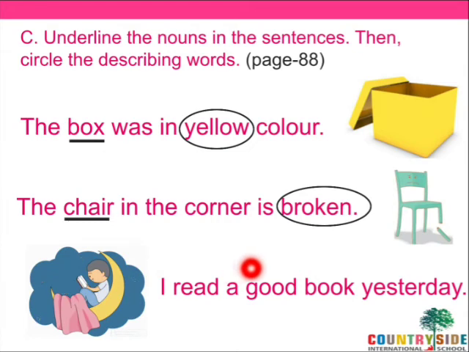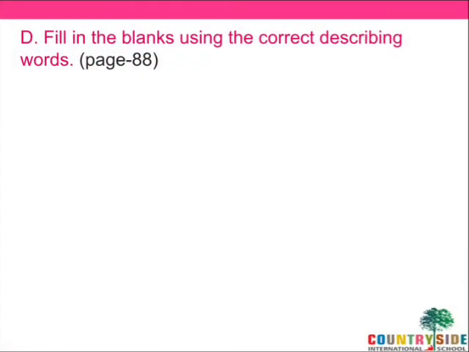I read a good book yesterday. Now, what is noun here? Which thing you can see? Book. Yes, and what kind of book it is? It is a good book. So, it is again describing word. Then, exercise D, fill in the blanks using the correct describing words. That is also on page number 88.